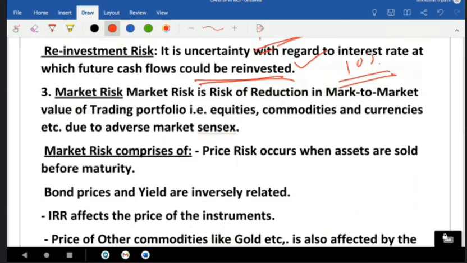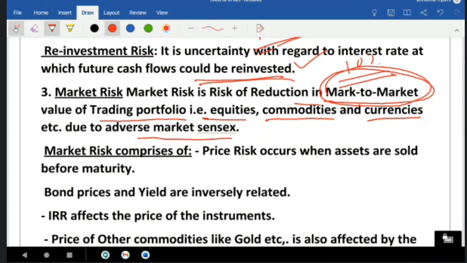So market risk, next coming. Market risk is the risk of reduction of mark to market value. What is the market risk? The rate of commodity is changing on a day-to-day basis. Rates of many things keep on changing, sometimes decreasing, sometimes increasing. So market risk is the risk of reduction in mark to market value of trading portfolio, that is equities, commodities, currencies, due to adverse market situation. Sometimes the equity of one company goes down, the equity of a commodity sometimes goes up. So this is called the market risk.